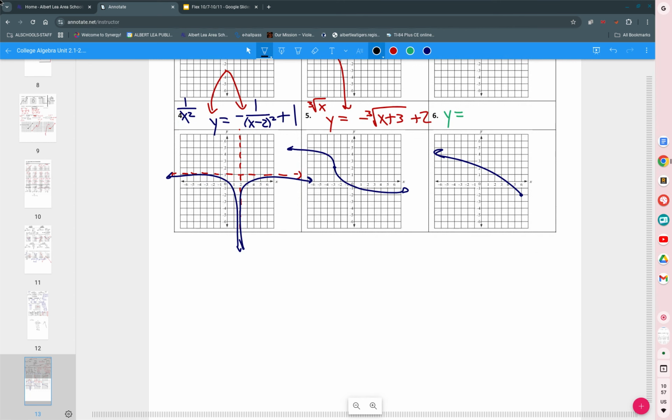Because any odd cubed or odd square root, it's going to make this double shape. So let's go bit by bit. Does everybody have a -2 on the end? Yeah. Okay, good.